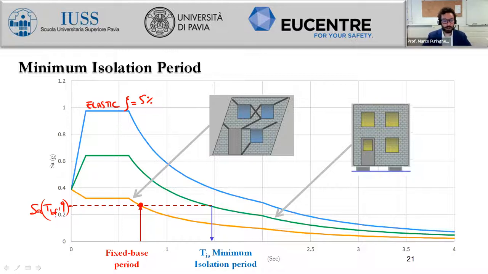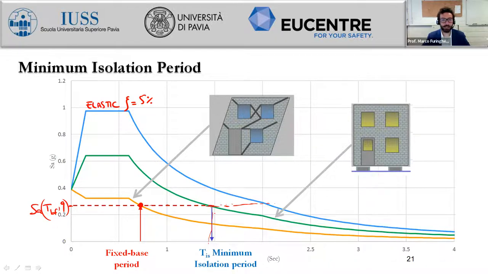If we consider the same spectral coordinate also for the base isolated building, which is the green spectrum, it is something like going to the same value in the green spectrum and then computing the related value of isolation period. And this is actually the minimum period for the isolation system. Why? Well, because if we consider lower values of period, the green spectrum provides numerical values of spectral coordinates which are higher than this value. Whereas if we consider higher values of period, we get lower values with respect to this value.